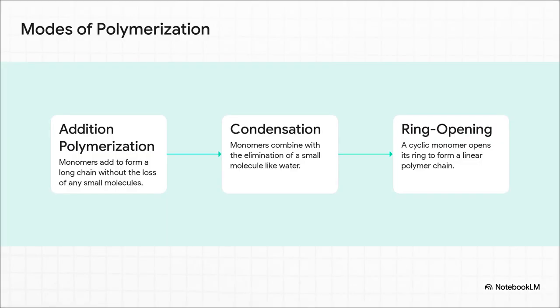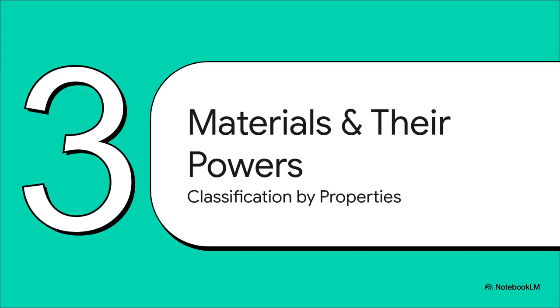So how are these chains actually made? Well, there are three main recipes. First, there's addition polymerization. Here, monomers just keep adding to each other, one by one, and nothing else is produced. Second, we have condensation polymerization. In this one, when monomers join, a small molecule, usually water, gets kicked out. And finally, there's ring opening polymerization, where a circular monomer literally breaks its ring open to form a long, straight chain.